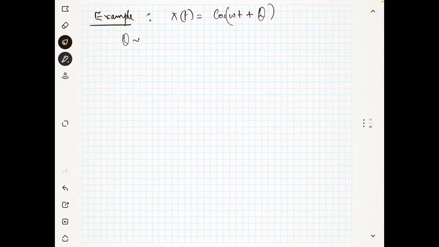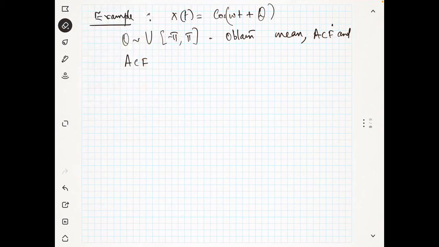Now we will see a problem example. So let x of t be given as cosine of omega t plus theta, and this theta is a uniformly distributed random variable in the interval minus pi to pi. Now you have to obtain the mean of the random process, the autocorrelation function, and the autocovariance function. So we will solve this problem.